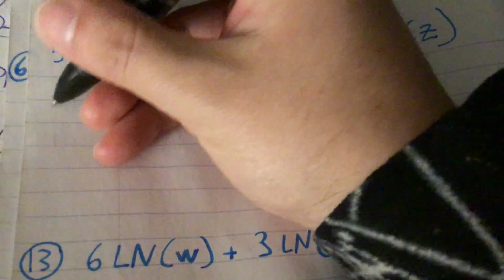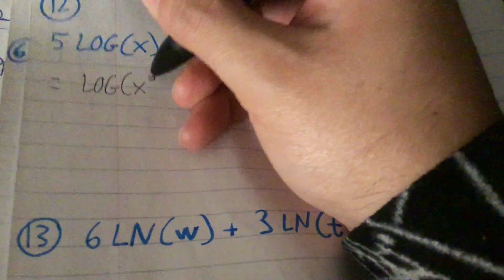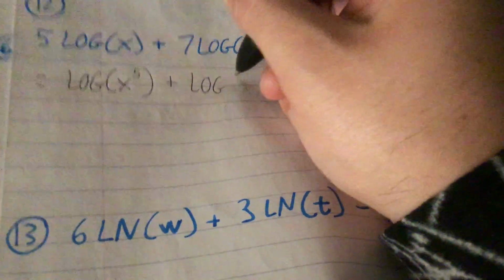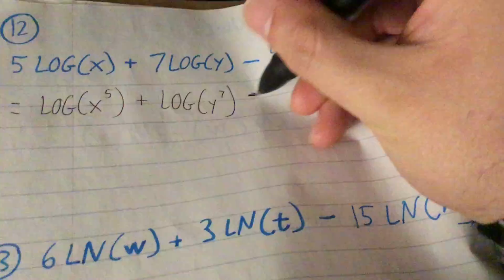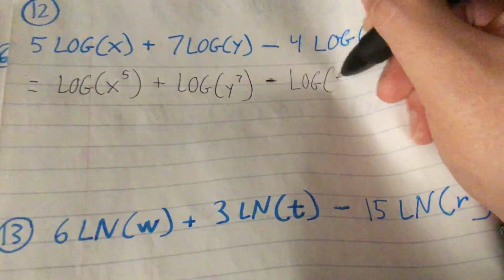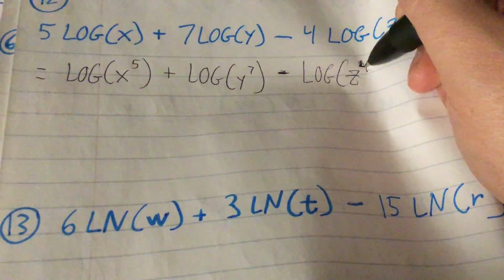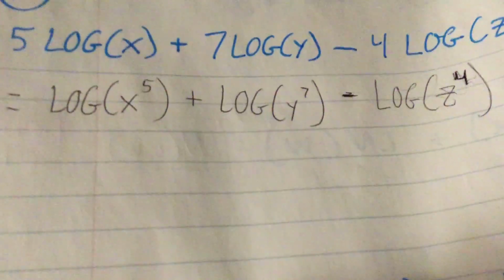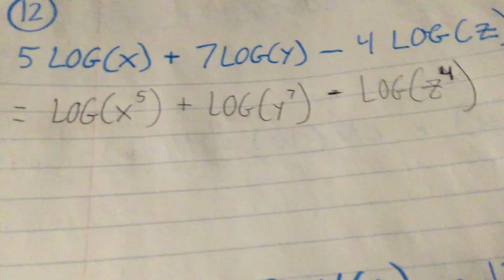So now I've got log of x to the 5th plus log of y to the 7th minus log of z to the 4th. So let me just read it so that nobody's confused. Log of x to the 5th plus log of y to the 7th minus log of z to the 4th.